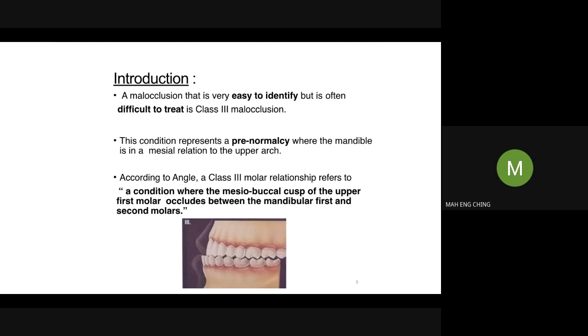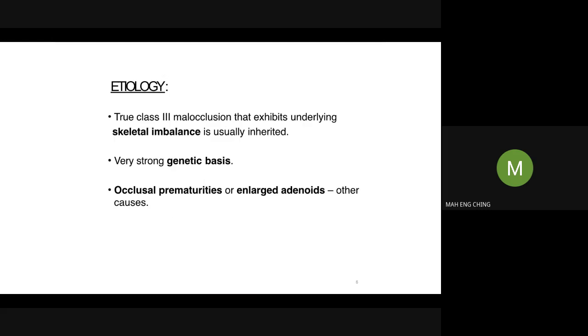According to Angle, a class 3 malocclusion or molar relationship refers to a condition where the mesiobuccal cusp of the upper first molar occludes between the mandibular first and second molar. This one I think we also discussed before, in the previous lectures. So what's the etiology for class 3 malocclusions?